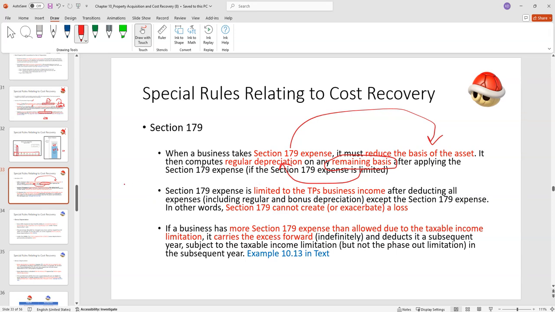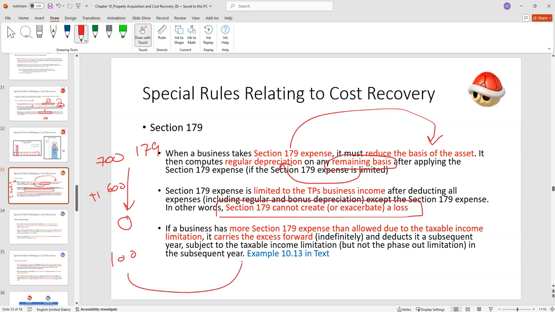It's limited, right? So the one thing here is 179: the best it can do is take you down to zero. In other words, it cannot create or exacerbate a loss. So no NOLs. So if you had, let's just say at a very simple level, 700 of 179, but your taxable income, and it's kind of a modified version of taxable income, but to keep it simple, let's just say that it was 600, the best you could do is take that down to zero, and the remaining 100 you would carry forward.